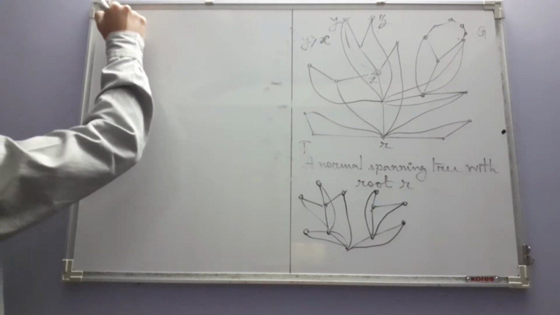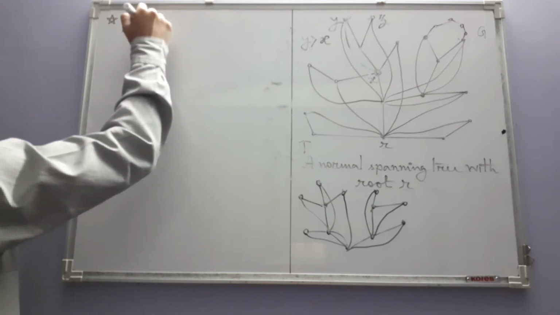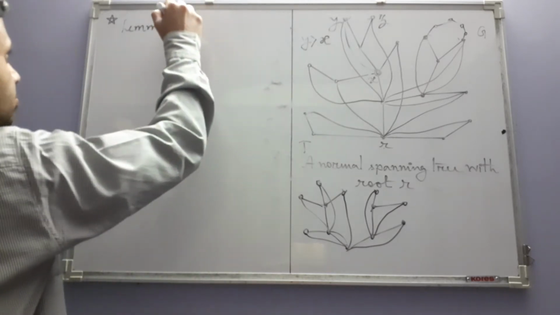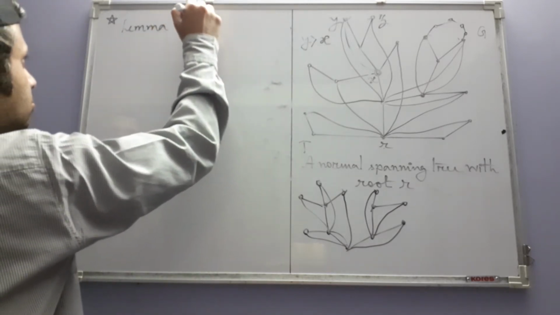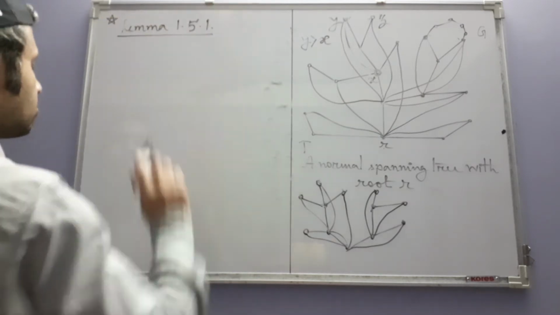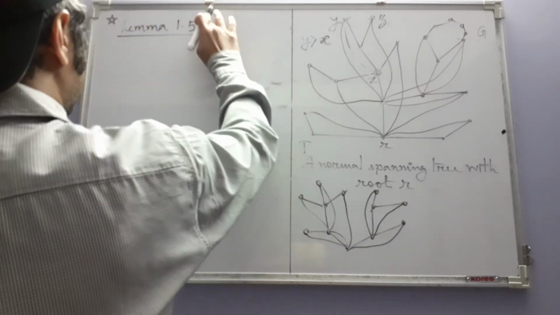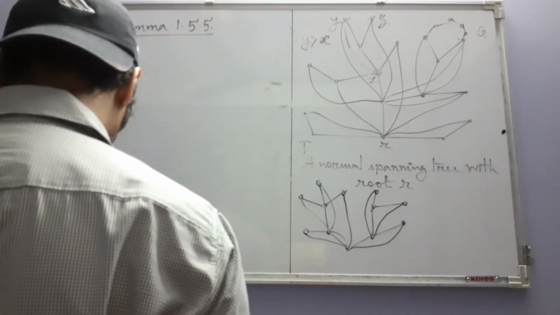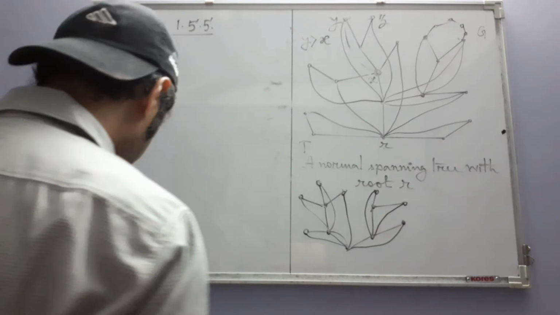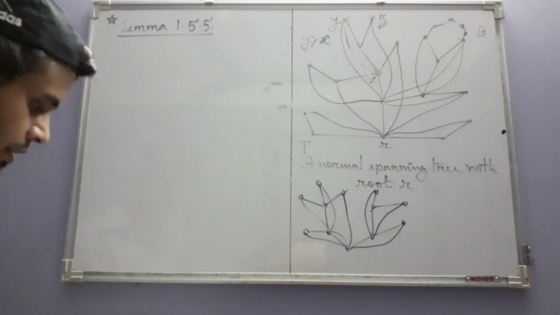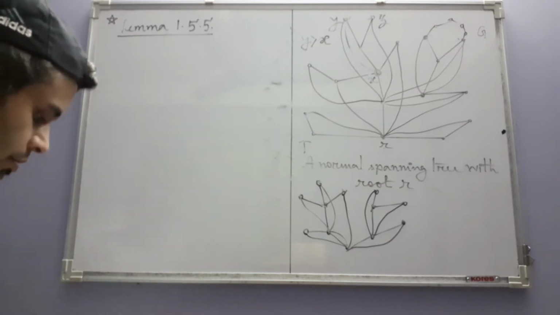So the next thing is this lemma 1.5. Oh, so we have already seen things previously. What am I thinking? This is not a new section, no? We have been going through trees.